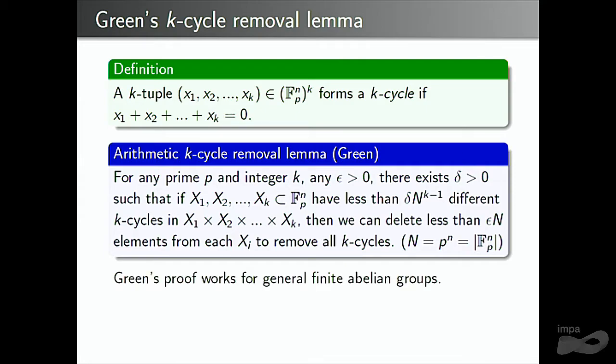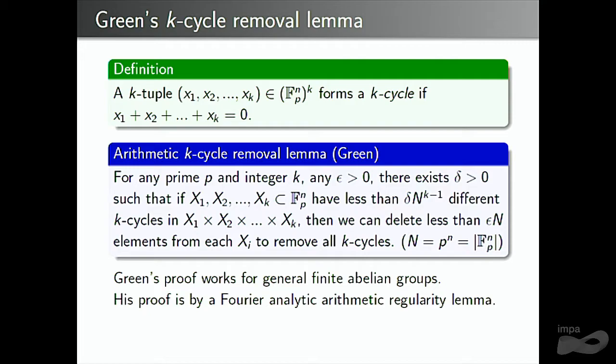OK. So Green proved this for general finite abelian groups. And he proved it by developing a regularity lemma in the arithmetic setting based on analyzing Fourier coefficients of sets, which in F_p to the n is just distribution on hyperspace, affine hyperspaces.